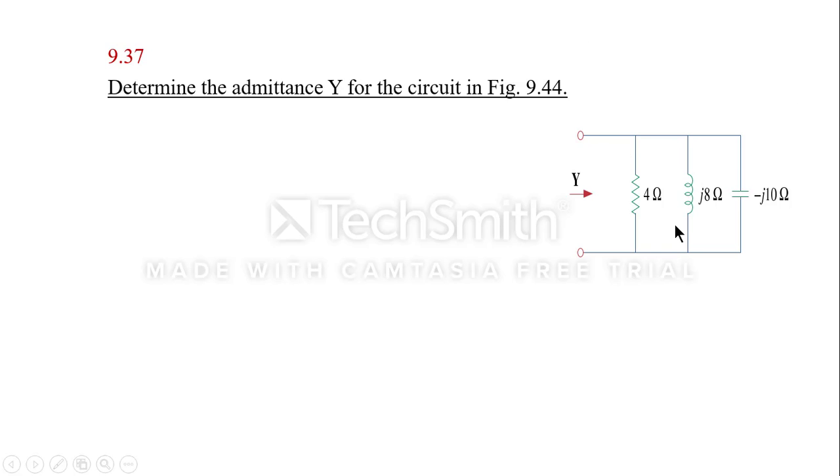Pretty easy circuit, isn't it? A parallel combination of a resistor, capacitor and an inductor. As we know, the admittance is the inverse of impedance. We're supposed to find the parallel combination of these values. So 1 by Z is equal to 1 by 4 plus 1 by 8J plus 1 by minus 10J.